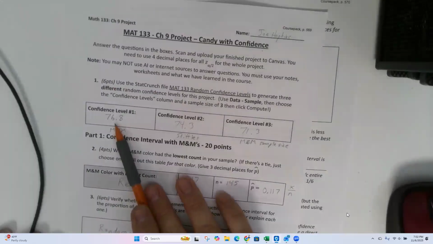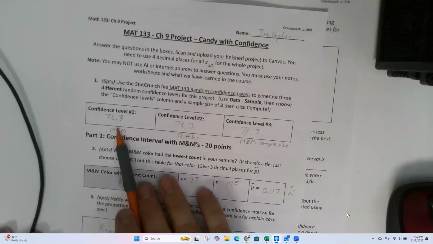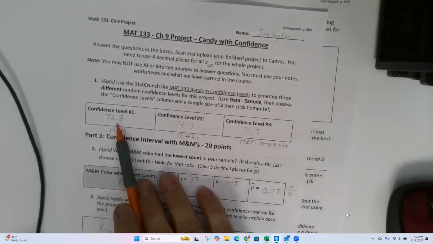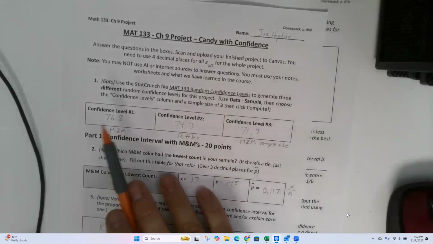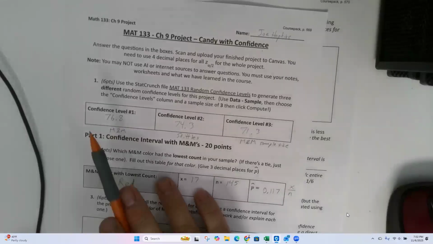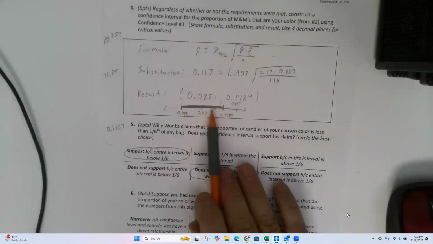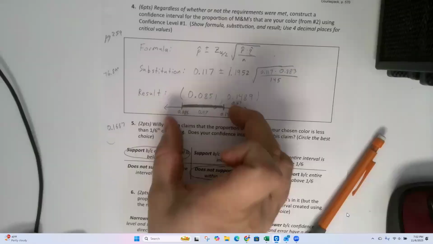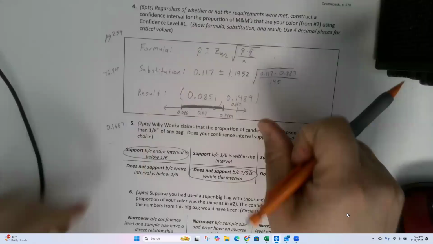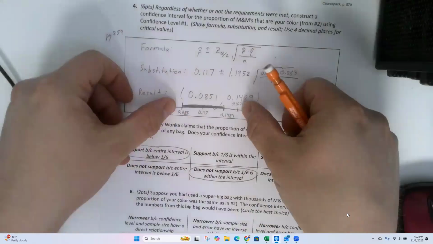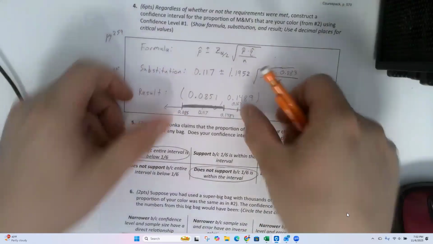Ivana, what was your confidence level for number one? Sorry, it was 86.3. Yeah, so your confidence level was higher, which meant your confidence interval was actually wider than mine. So yours would have been like this and would have actually included the 1/6.